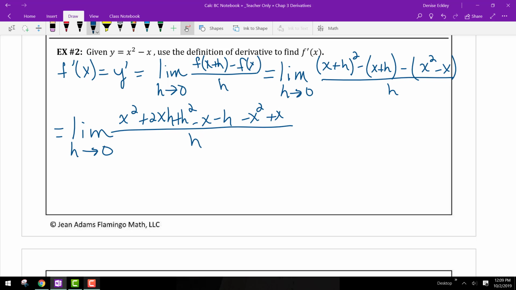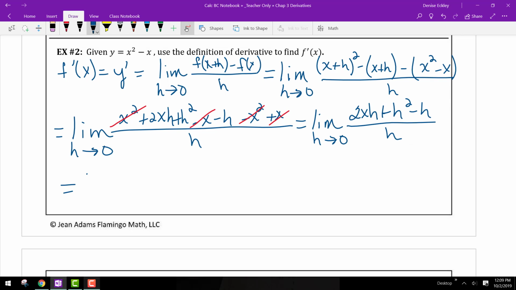Now here right away we can see our canceling. We have a positive x squared and a negative x squared. We have a minus x and a plus x. So our limit simplifies to 2xh plus h squared minus h all over h.